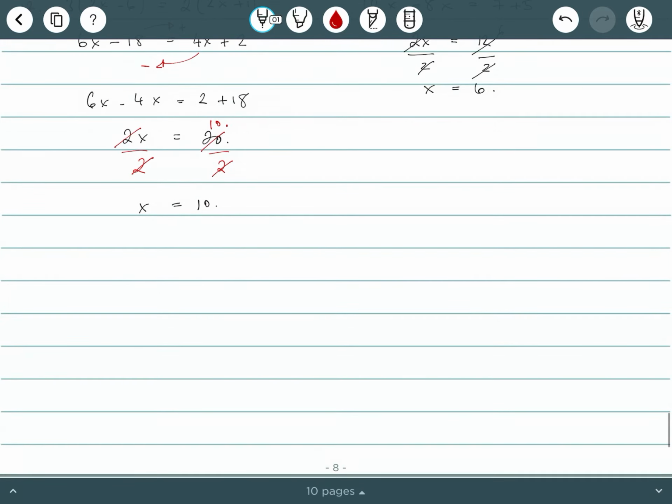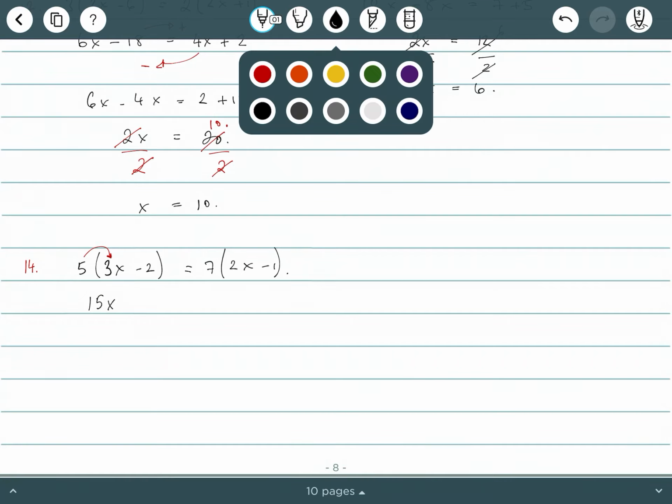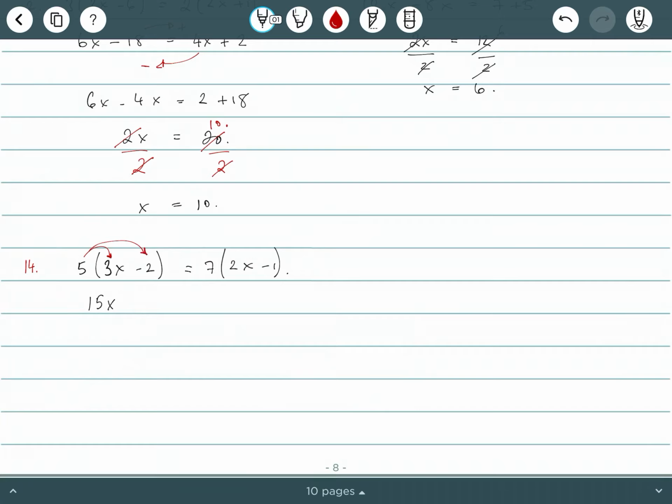Okay, let's have a look at question 14. So we have 5 bracket 3x minus 2, close the brackets, is equal to 7 bracket 2x minus 1, and close off those brackets. Again, brackets on either side. Let's just take our time. So we're going to go 5 by 3x. It's positive by positive, so it's going to be 15x. And then we've got 5 by a minus 2, which is going to be a minus 10, because this is a positive 5, remember, positive by minus is a minus, so 5 times 2 is 10.